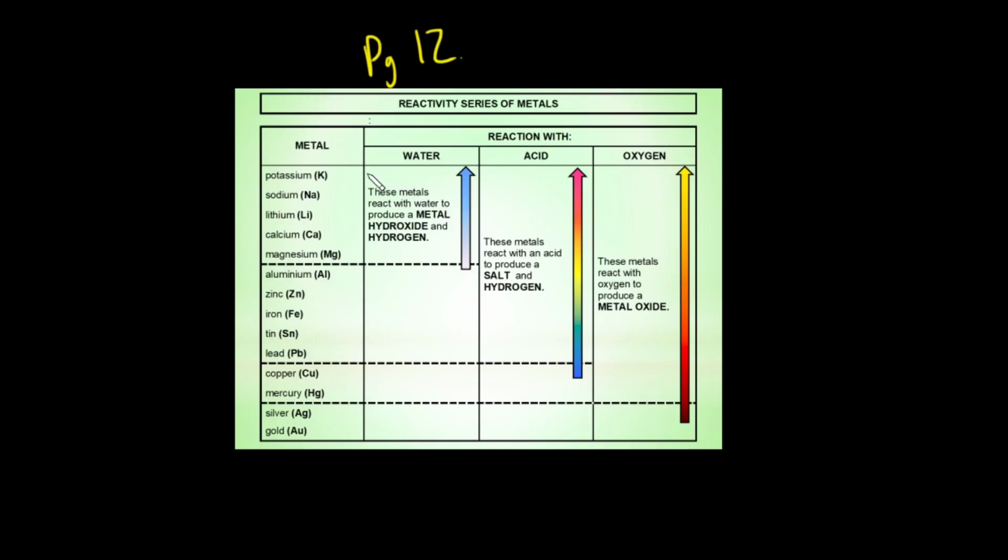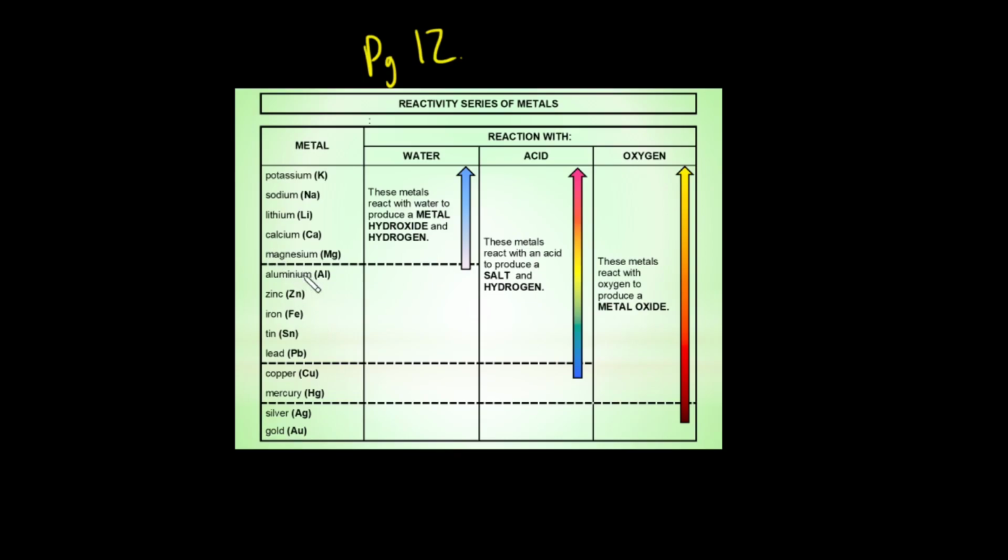And so we can look at this league table and think to ourselves, well, the most reactive ones at the top, they're probably going to react with water, acid, and oxygen. And they do. The ones in the middle aren't as reactive as the ones at the top, so they will only react with acids and oxygen. And the ones near the bottom will only react with oxygen, and the ones right at the very bottom, like gold and silver, just don't really react at all. So there's this league table of reactivity.